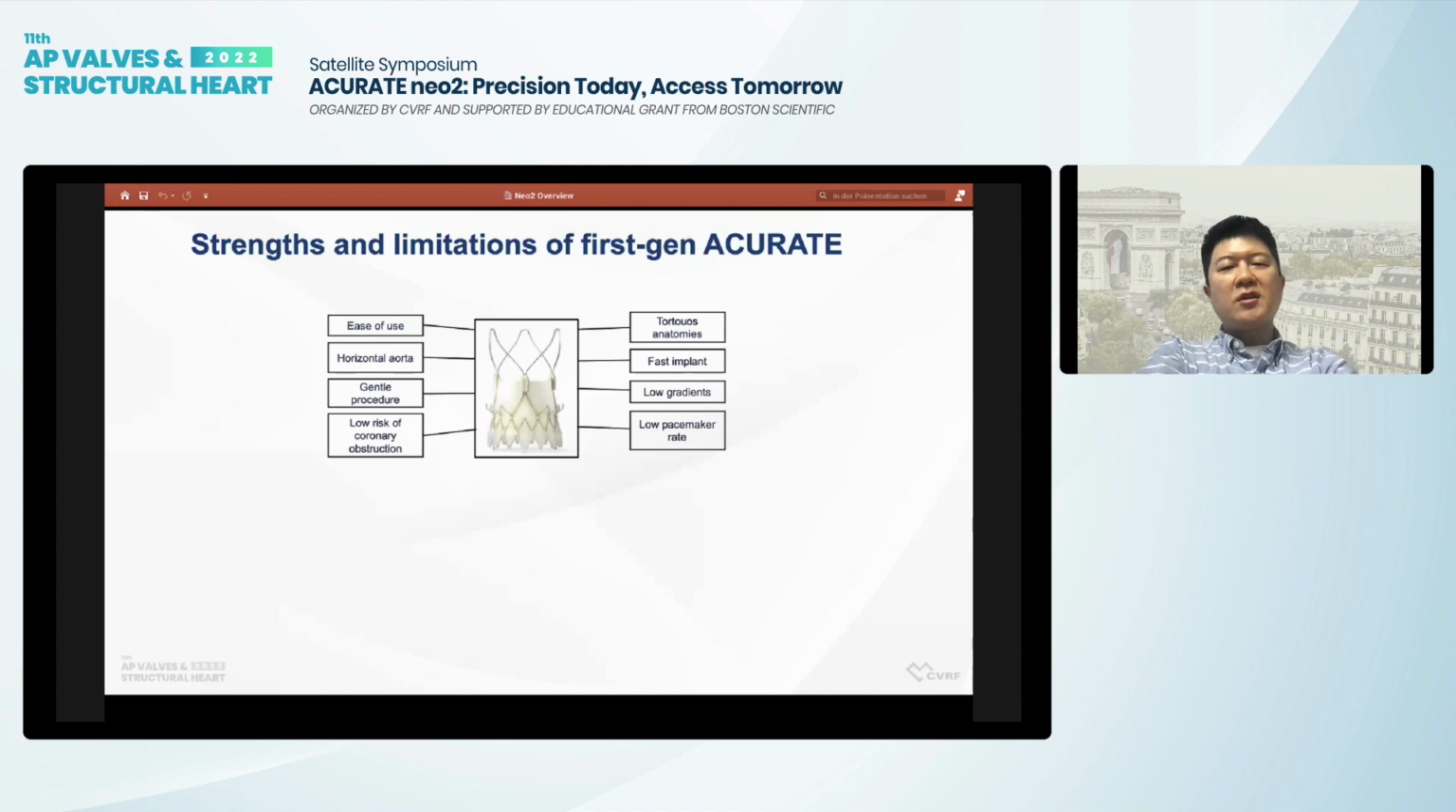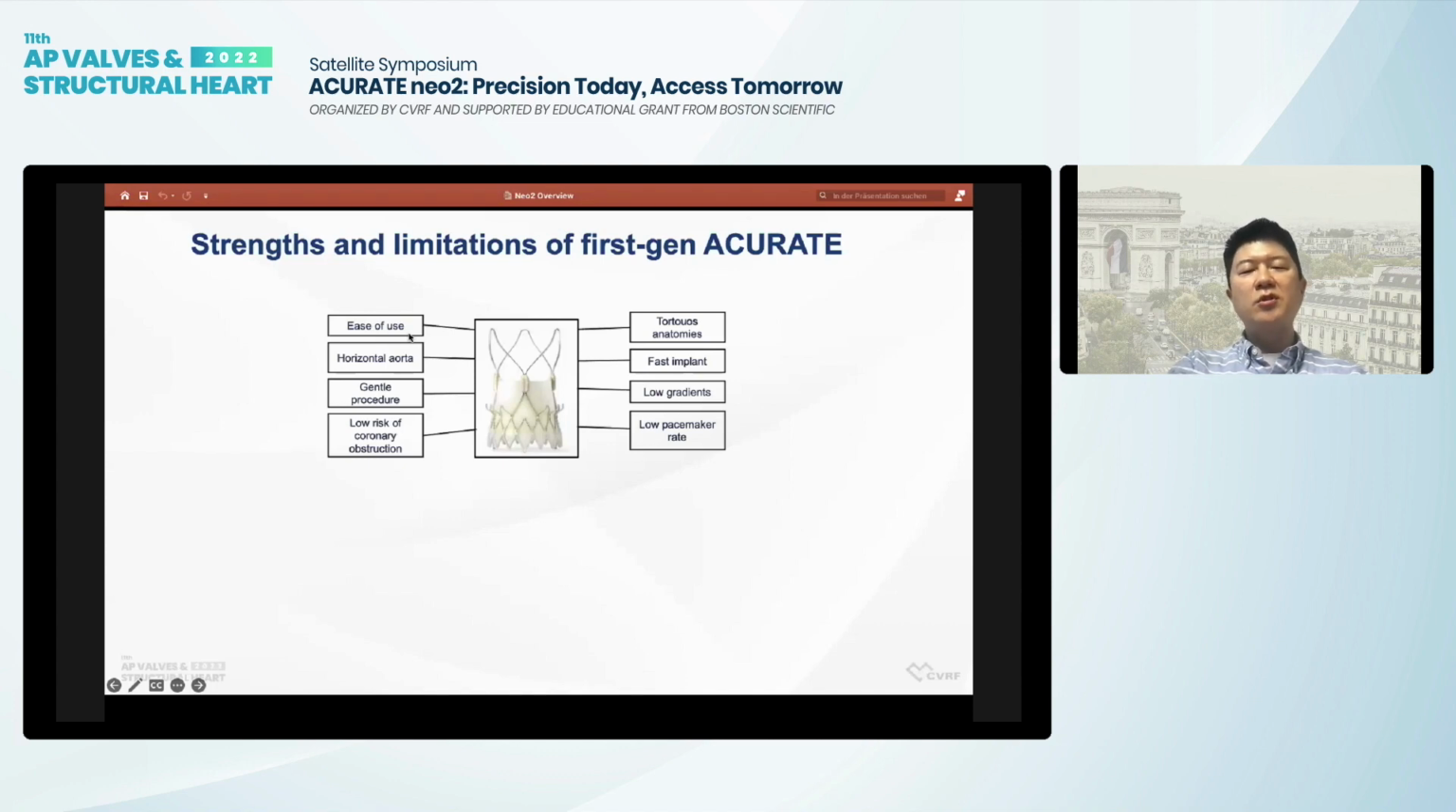So this is a short introduction so you have a basic idea. I would like to present to you the strengths and limitations. I think it's good to know, if you use a valve, not only about the strengths but also the limitations, so you have an optimal use of the valve. Without being able, for time restriction, to go too much into detail, the ACURATE Neo has a lot of beneficial features, as you can see.